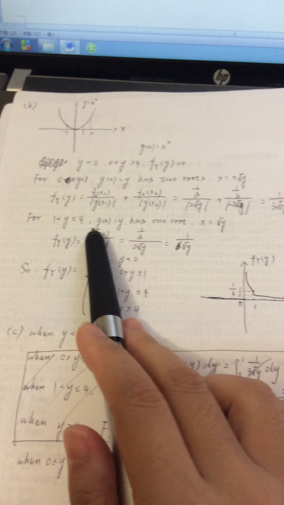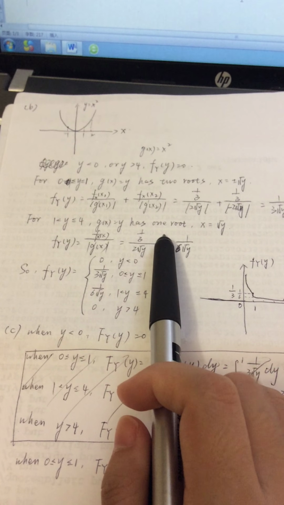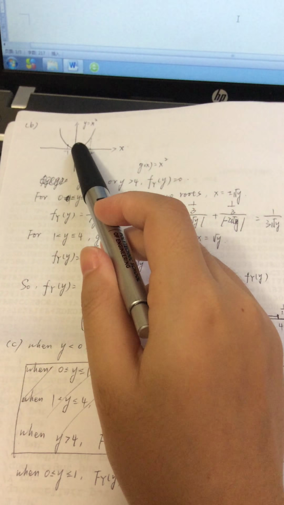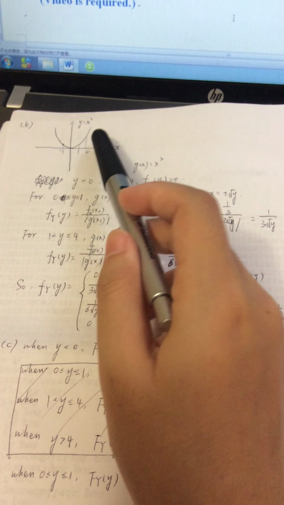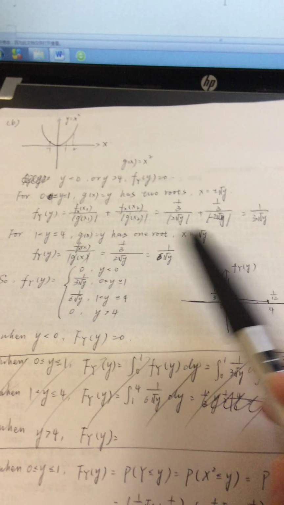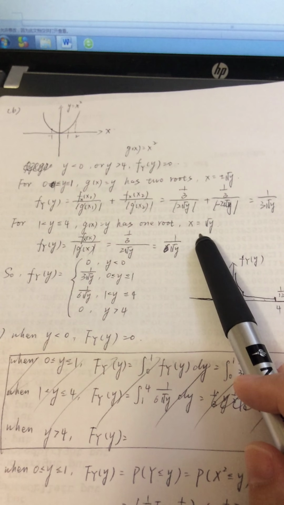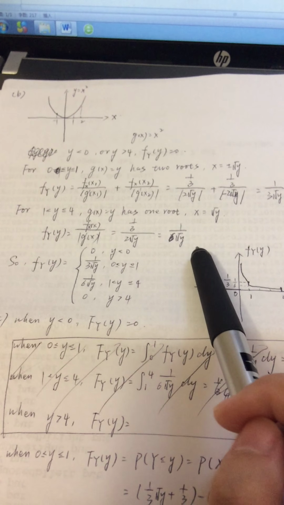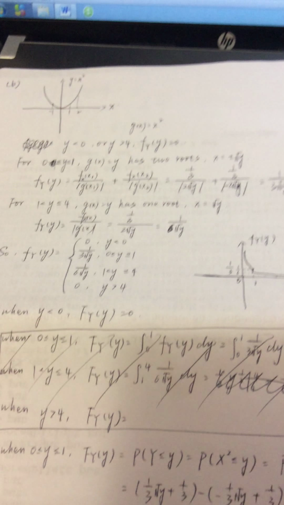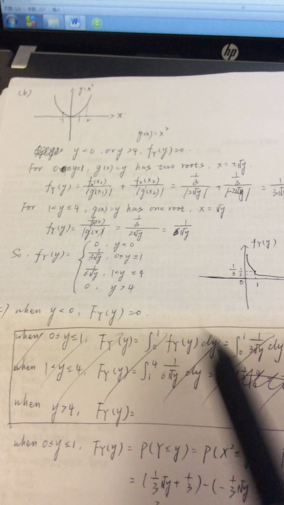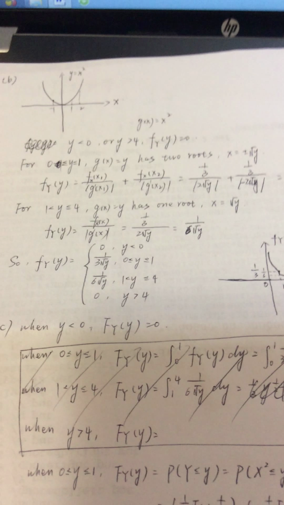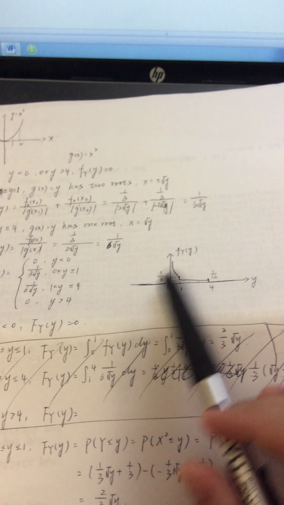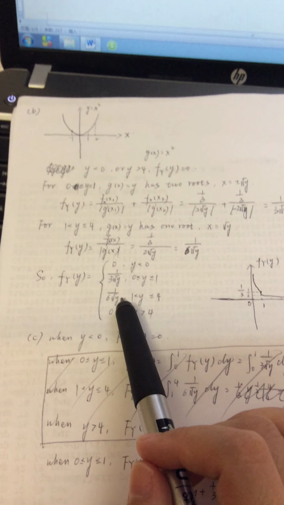For y greater than 1 and less than 4, g(x) equals y has only one root, which is, if we draw a line here from 1 to 4, it only has one root. That is x equals the square root of y. So f_Y just has one root. Here we apply it, and then get the final value, 1 over 6 times the square root of y. In conclusion, we get the value of f_Y here, and the diagram is drawn based on this discussion.